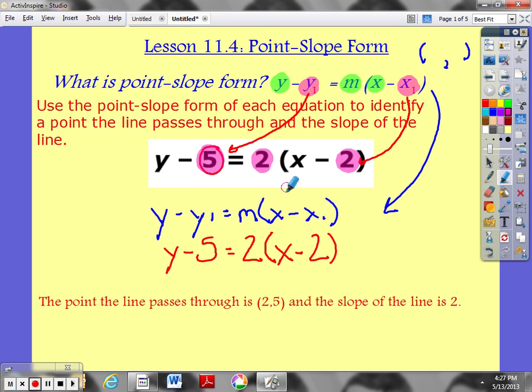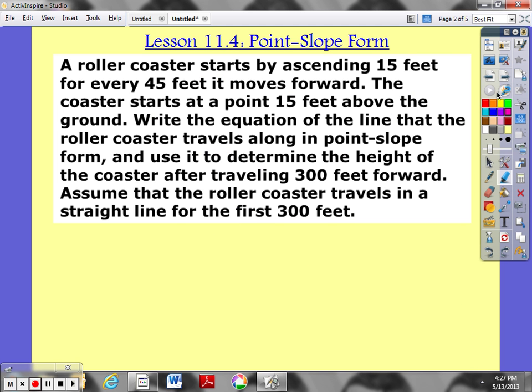Now let's take a look at how we can take this and apply it to a story problem. A roller coaster starts by ascending 15 feet for every 45 feet it moves forward. The coaster starts at a point 15 feet above the ground. Write the equation of the line that the roller coaster travels along in point slope form and use it to determine the height of the coaster after traveling 300 feet forward. Assume that the roller coaster travels in a straight line for the first 300 feet.